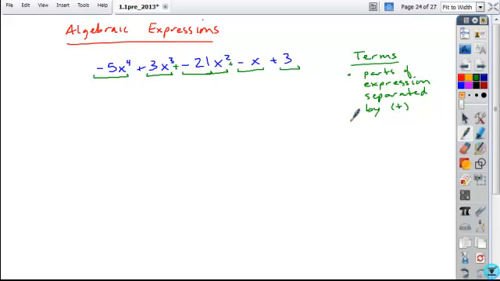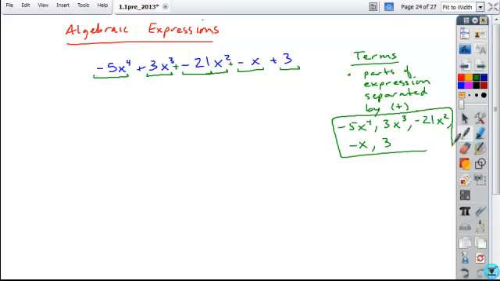Okay, so when I ask you to list the terms of an expression, negative 5x to the fourth is your first term, then 3x cubed is your second term, then negative 21x squared is your third term, then negative x is your fourth term, and then 3 is your final term. Okay, so when you identify terms, you keep them all together. The sign carries with it, and it's just everything that's separated by the plus symbol.